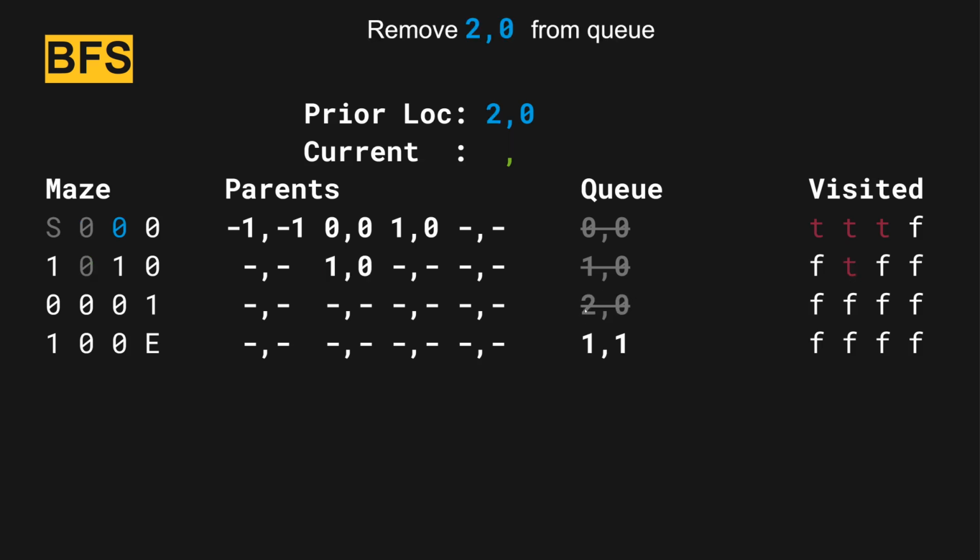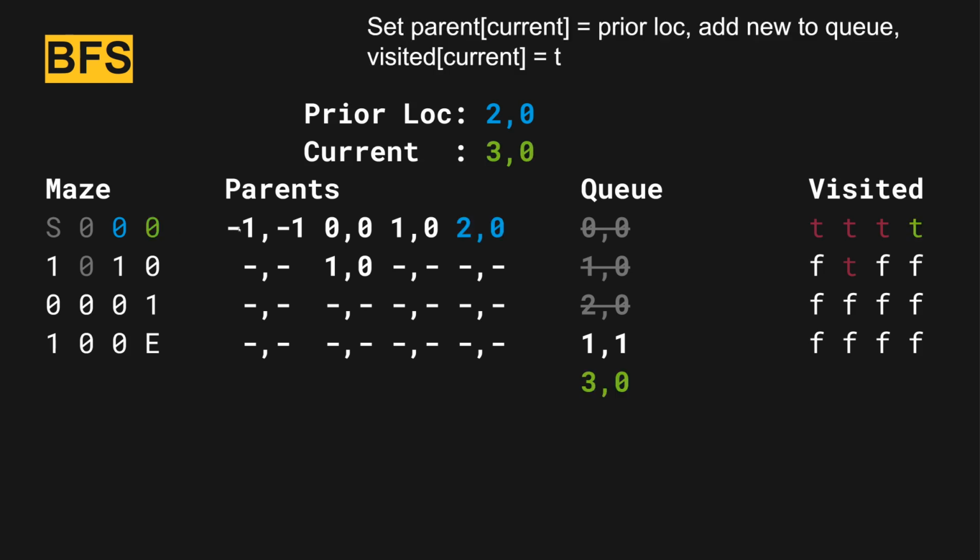Next, we remove 2, 0 from the queue, so that becomes our prior location. We'll see what directions we can search. We can't go down because of the wall, but we can go west. So we'll look at west, and that's the position of 3, 0. 3, 0 came from 2, 0. We add 3, 0 to the queue, and we mark 3, 0 as visited.